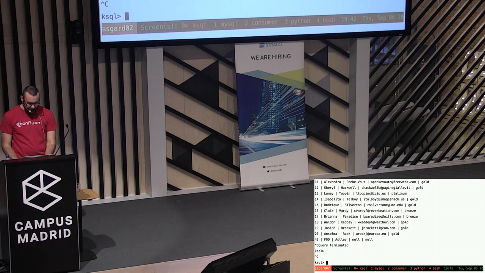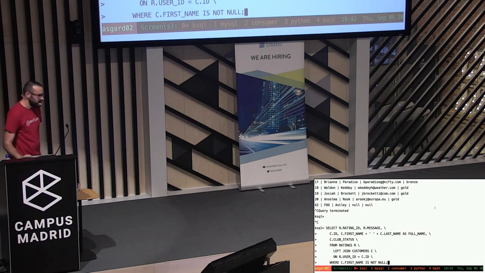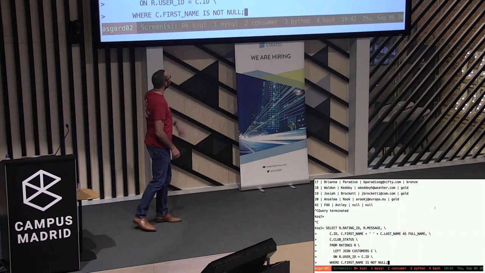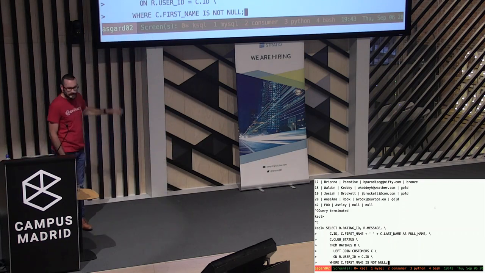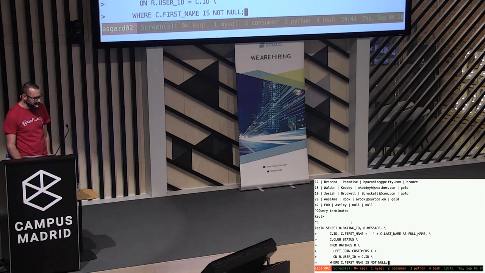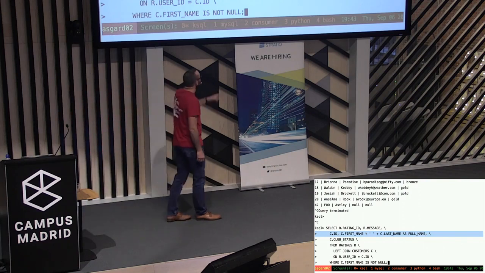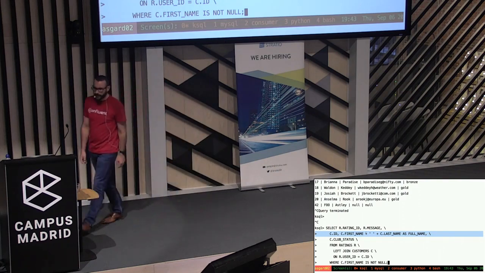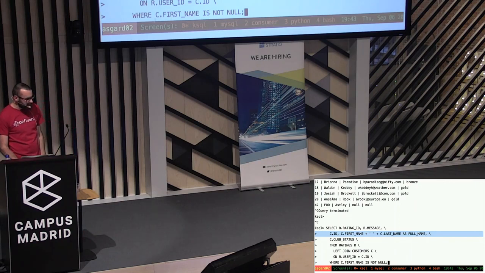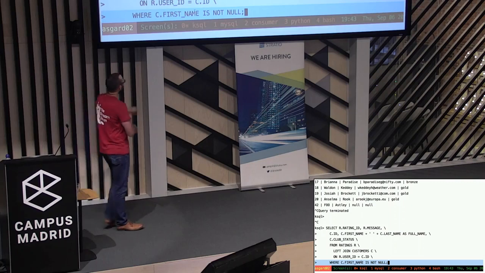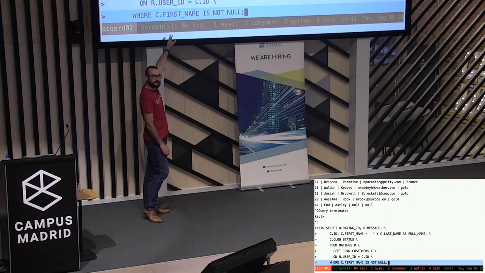So now, let's do the join. I'm going to copy and paste it so I don't make any typos. But this is the cool stuff. The backslash is just a line continuation character. So select the rating and the message, select the first name and the last name, do some concatenation. So you can do transformation on your data as it flows through. Then we've got the club status from ratings, left join customers, where the first name is not null. So we do some data cleansing as well.